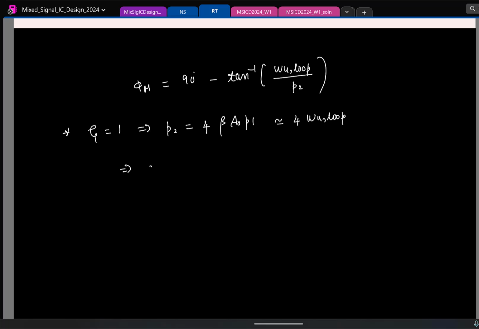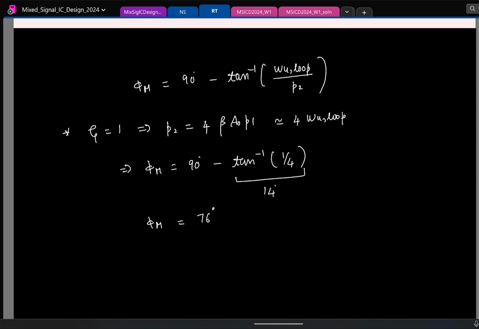So what is the corresponding phase margin? I have 90 minus what number? 1 by 4, sorry, you're right, 1 by 4. And tan inverse of 1 by 4 is roughly 14 degrees. So this is basically 76 degrees. It's a nice thing to remember, right? 1 by 4 is 14. Not that difficult.